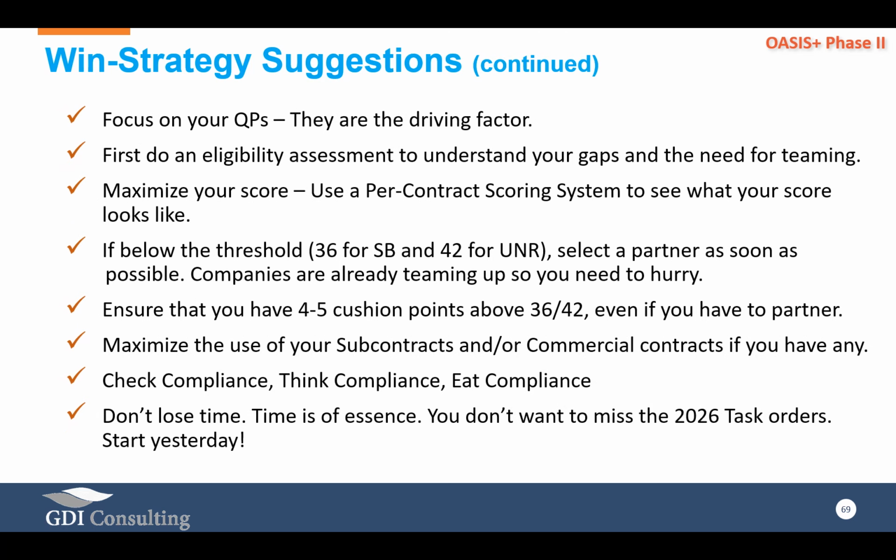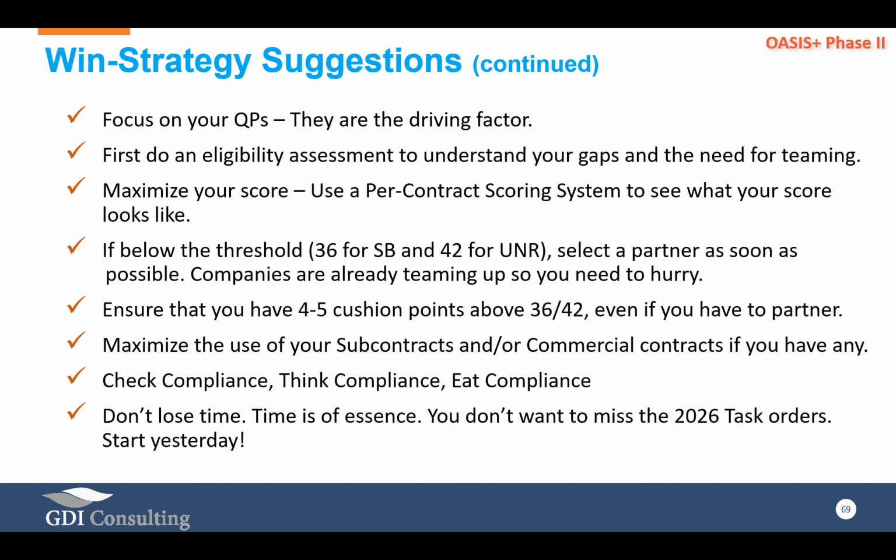Now, focus on your QPs. They are the driving factor. I think I've shown that in different ways to you. First, do an eligibility assessment to understand your gaps and the need for teaming. Maximize your score. Use a per contract scoring system to see what your score looks like. If below the threshold, that's 36 for small business, 42 for unrestricted, select a partner as soon as possible. Companies are already teaming up, so you need to hurry.